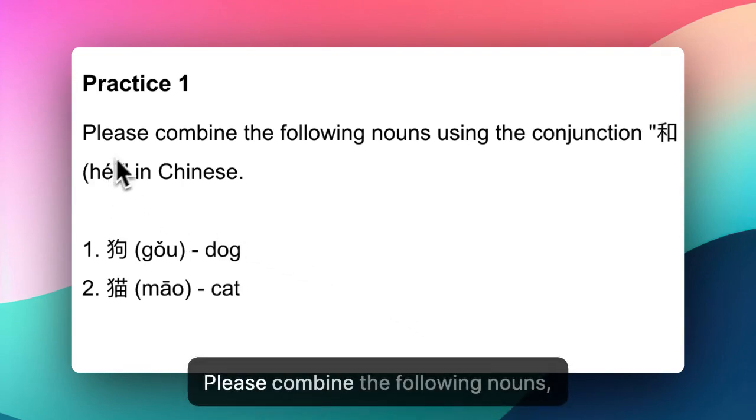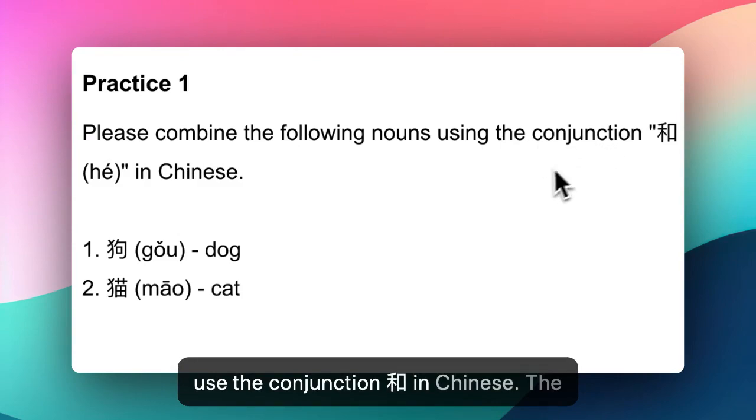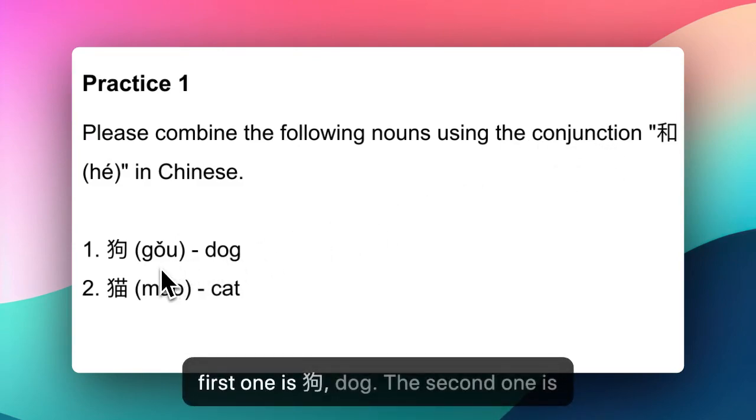Practice 1. Please combine the following nouns use the conjunction 和 in Chinese. The first one is 狗, dog. Second one is 猫, cat. How to say that?